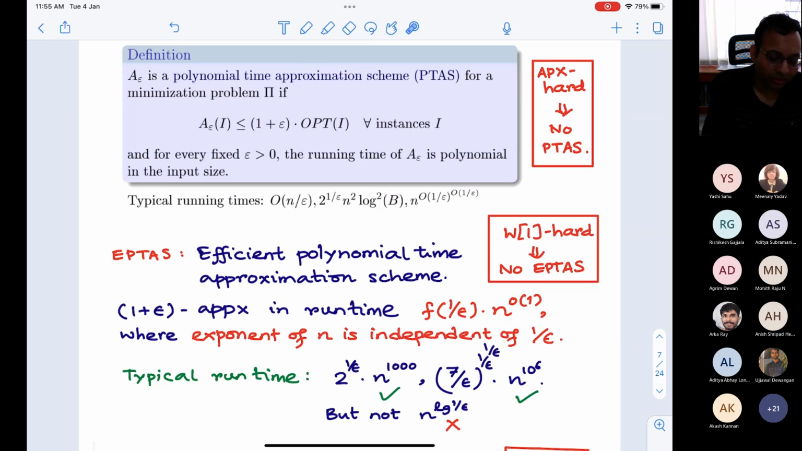And we'll see later there is something called the W1-hard complexity class. If you want to show some problem does not have any EPTAS, then you have to show the problem is W1 hard. These results assume P not equal to NP, and also assume something called W1 not equal to FPT, etc. But people believe these complexity-theoretic assumptions are true, and under them, if you show W1 hardness, that will imply there is no EPTAS.